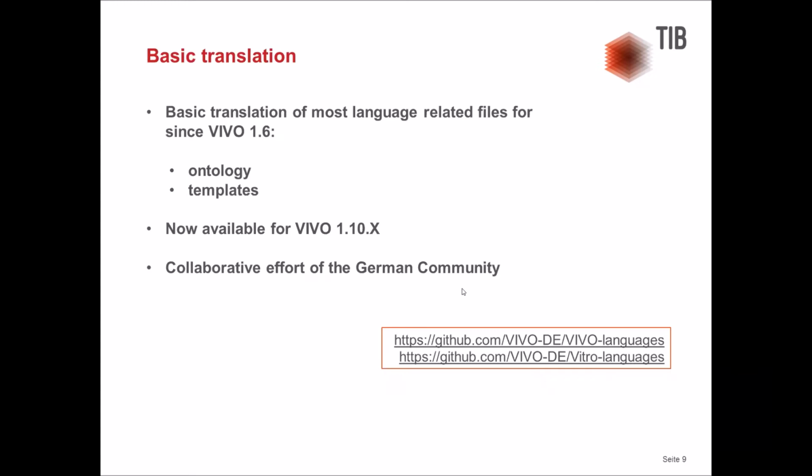Now we worked on, during the last development sprint in April, on the missing translations for VIVO 1.10, and it works very good. And the whole translation is a collaborative effort of the German community. We will get back to this later on, but this is a very important aspect. You can find all the files we have at the VIVO-DE GitHub repository. I will go back to this later too.